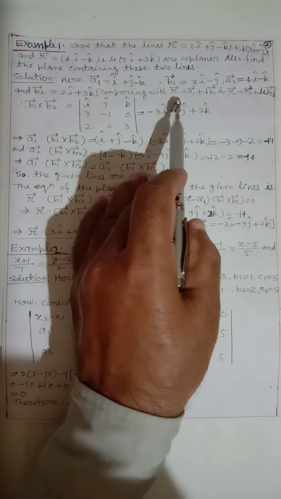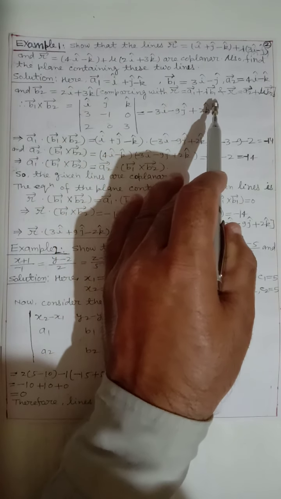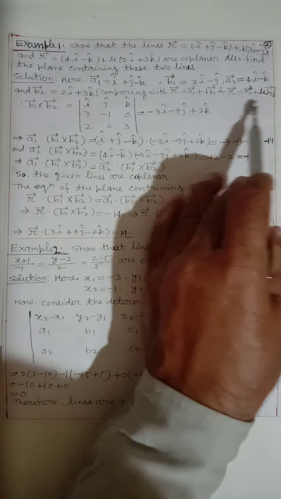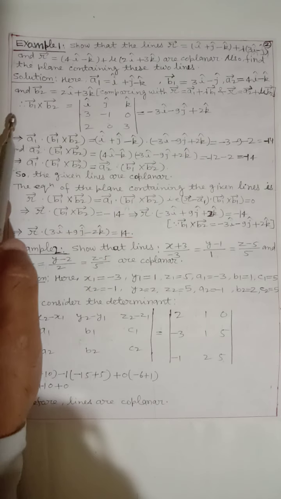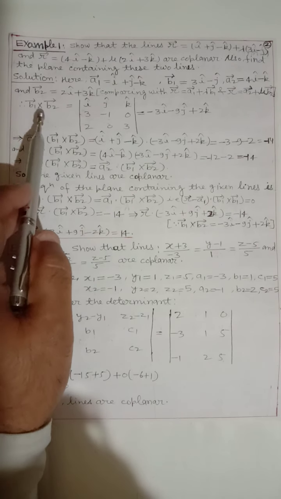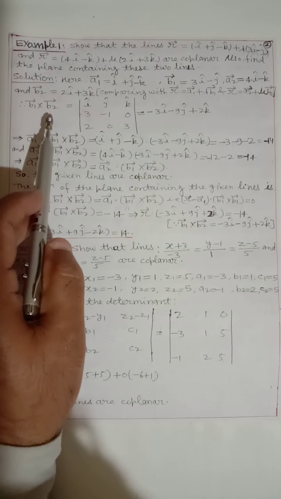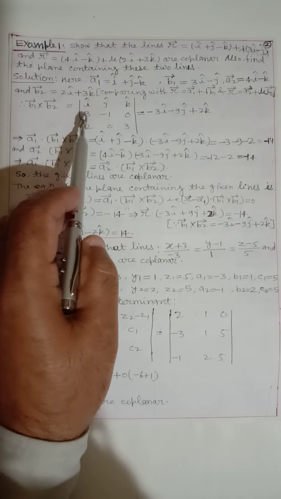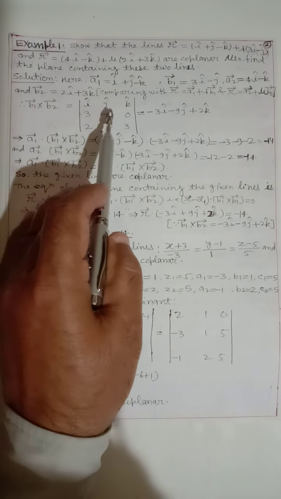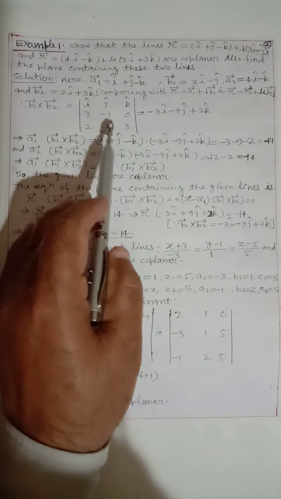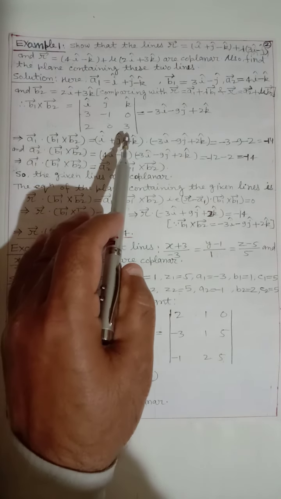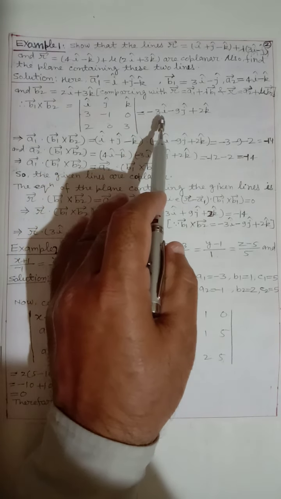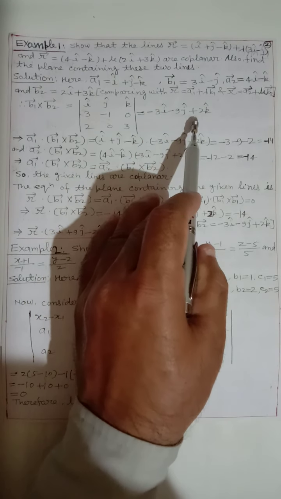Comparing with vector r equals vector a1 plus lambda vector b1 and vector r equals vector a2 plus mu vector b2 here. Therefore, vector b1 cross vector b2, we already know, can be expressed as a determinant: i cap, j cap, k cap, 3, minus 1, 0, 2, 0, 3, and the value of this determinant is equal to minus 3i cap minus 9j cap plus 2k cap.